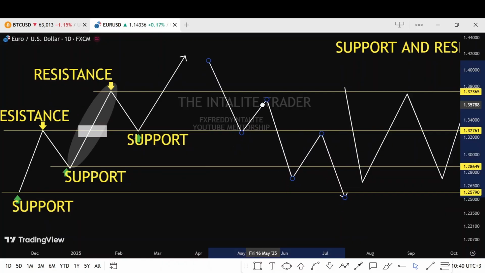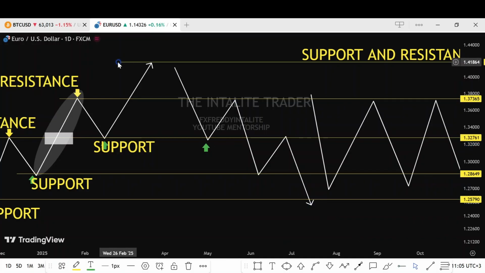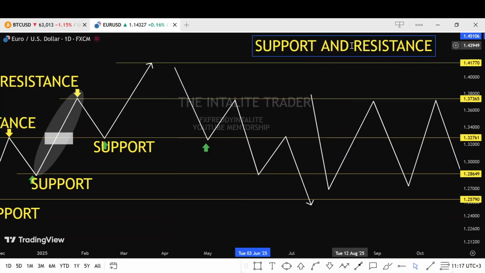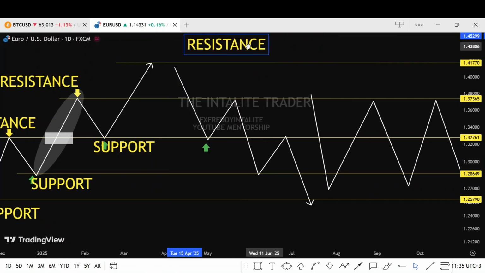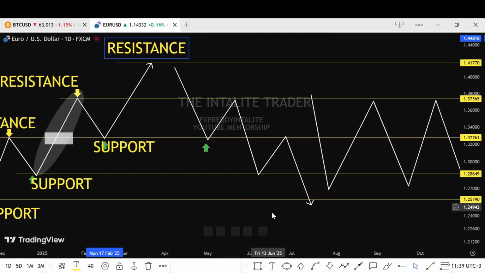Then in a downtrend, it is also the same thing. We are seeing price comes and drops down. This price drops. It is moving from up. Let's say where price stopped here. This is our resistance level here. This will be our resistance.